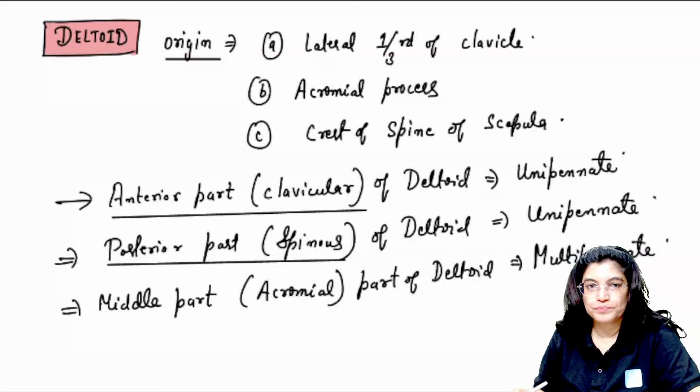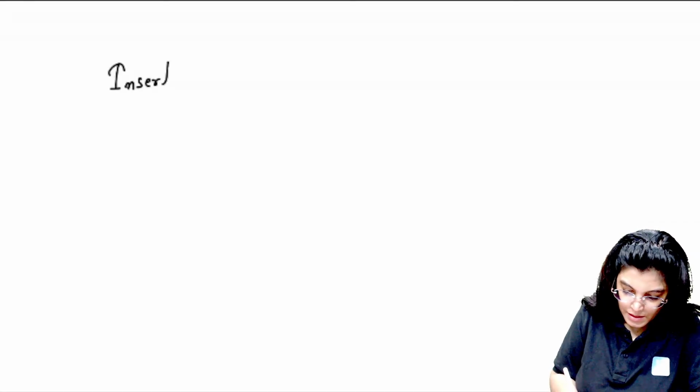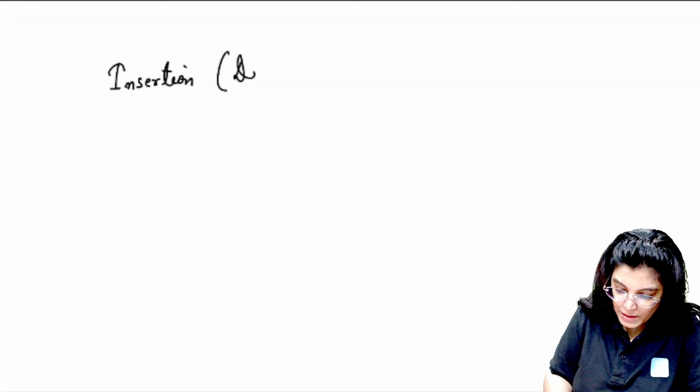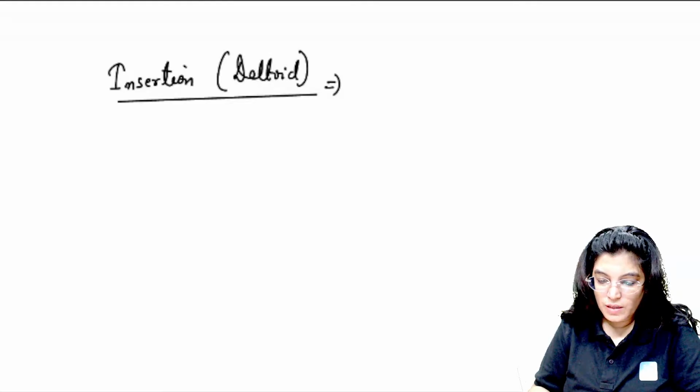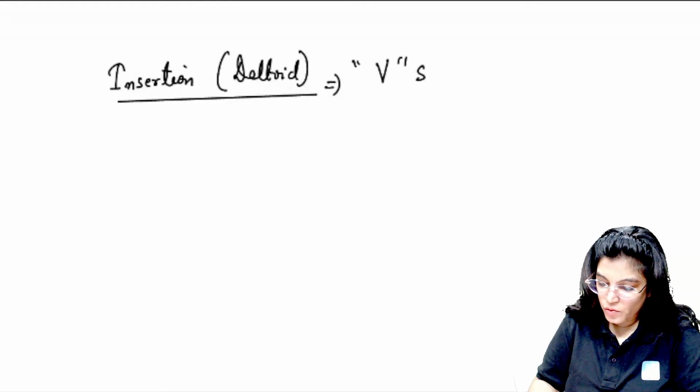Now let's talk about insertion. Insertion of the deltoid muscle: it is inserting into the V-shaped deltoid tuberosity.